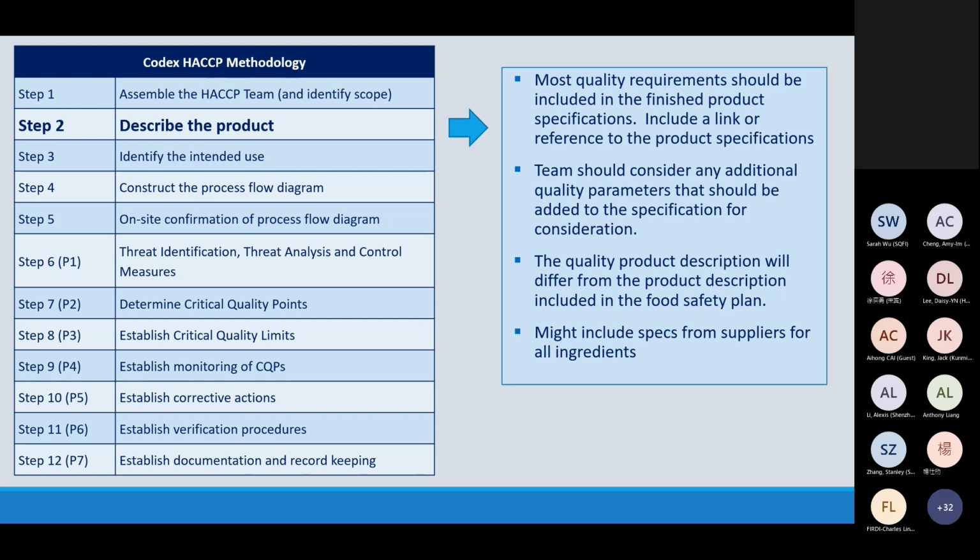attractiveness to the marketplace. The quality product description will differ from the product description included in the food safety plan, because the product description in the food safety plan is identifying the factors that influence the safety of the product, whereas the quality product description is identifying the attributes that impact the quality, the acceptability of the product in the marketplace. And it might also include specifications from suppliers for ingredients that are being supplied into the product.